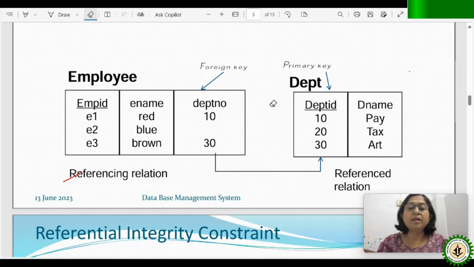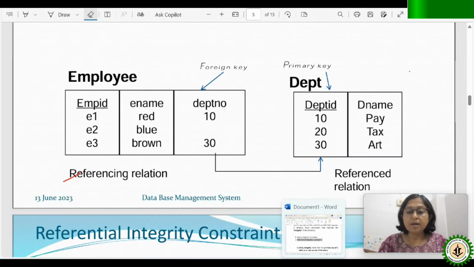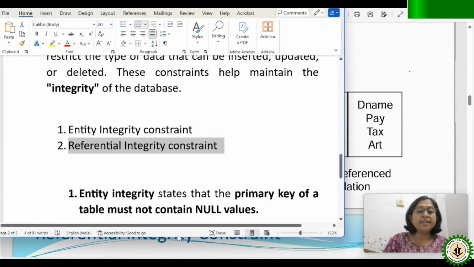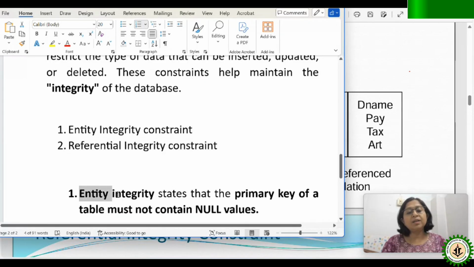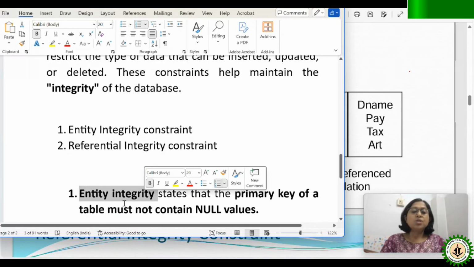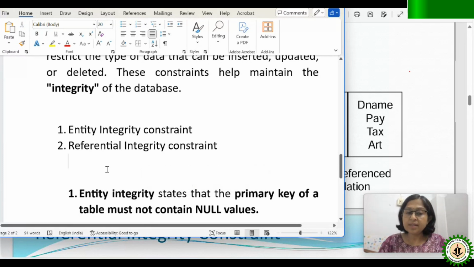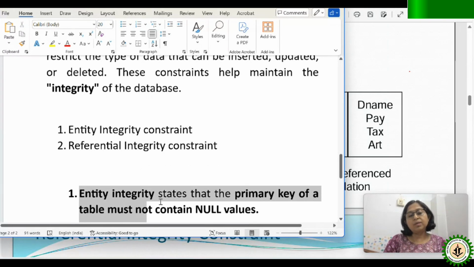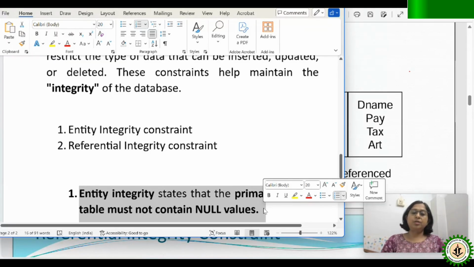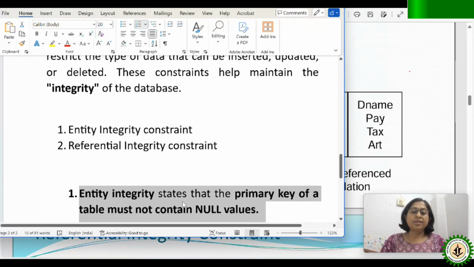Now let me quickly go to that part, what we were discussing, that is entity integrity. Now we are talking about entity integrity. So for understanding this constraint, we need to understand the concept of primary key and null values. So both the concepts we have discussed. Now let us focus on the formal definition of entity integrity constraint. So this rule says that the primary key of a table must not contain null values.